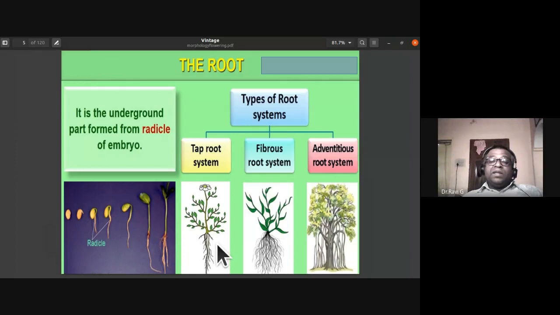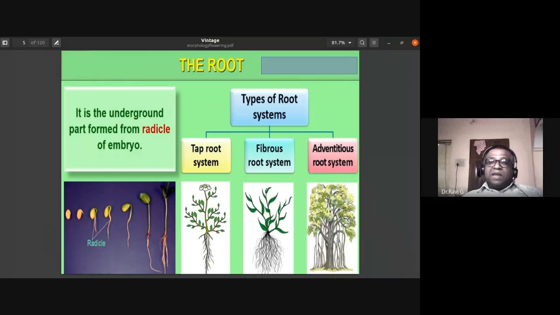The taproot goes deep into the soil. The fibrous roots spread on the surface and they help in binding the soil also. So in the adventitious root system, roots develop from any part other than the radicle.